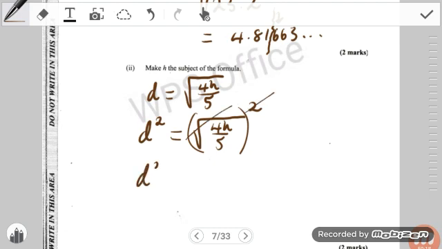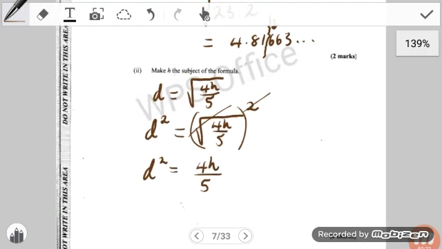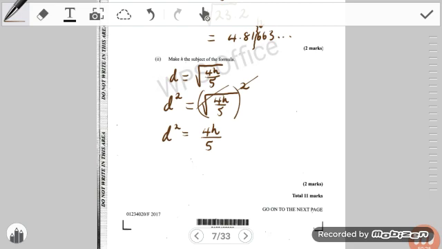My next step after doing that is to rid myself of the 5, the denominator of 5. So I will have to multiply both sides of the equation by 5. So I'm going to have 5 multiplied by d squared, and that's going to be equal to 4h over 5 multiplied by 5. So that tells me now that this 5 here will cancel this 5, so I'm now left with 5d squared is equal to 4h.